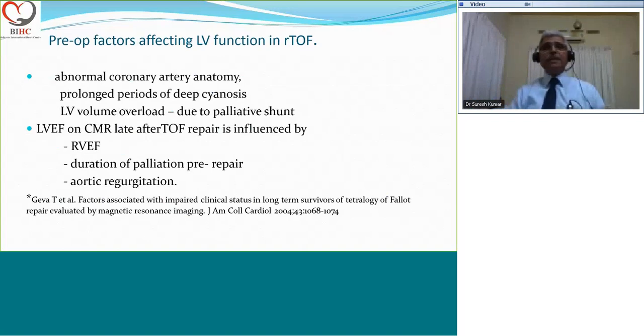A number of pre-op factors can affect LV function in repaired tetralogy of Fallot. This includes abnormal coronary artery anatomy, the periods of cyanosis that the baby has gone through, left ventricular volume overload from palliative shunts, and today we know that the LV ejection fraction in an adult with repaired tetralogy on cardiac MR is dictated by the RV ejection fraction, the duration of palliation prior to repair, and aortic regurgitation, if any.